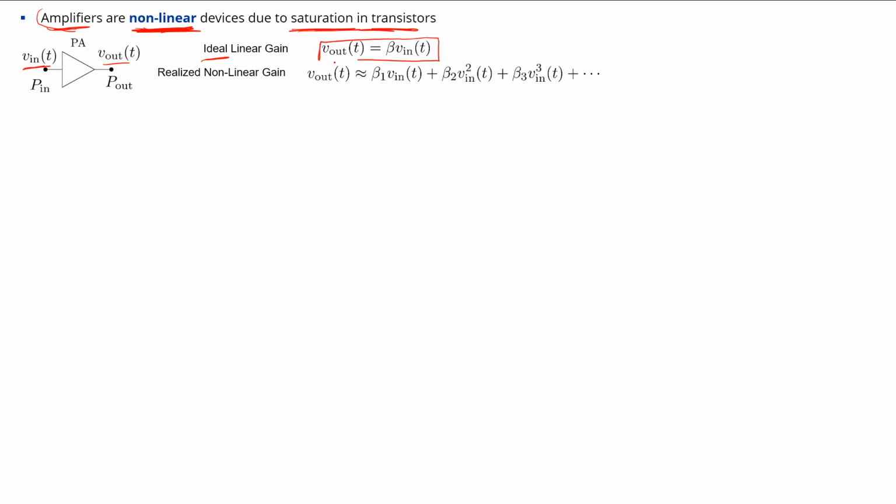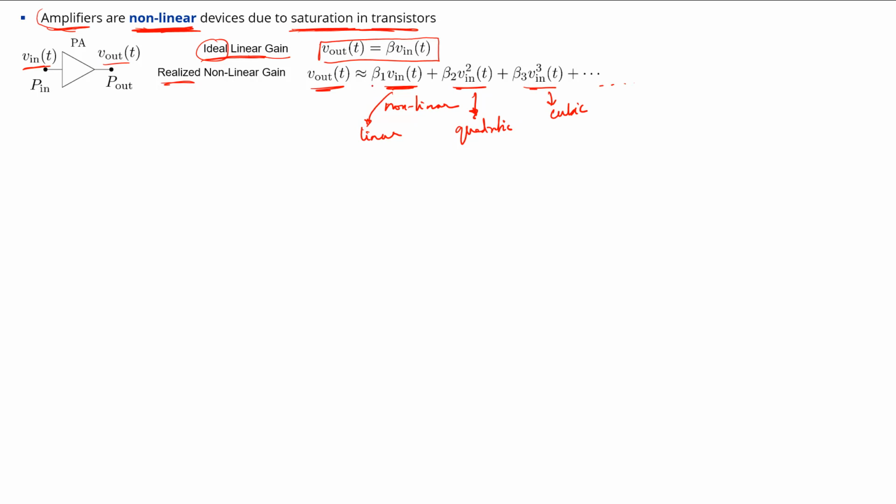We say that is an ideal linear gain, beta being the ideal linear gain. But in reality, due to the saturation and cutoff in transistors, the output is not just a linear relationship with the input, but also a quadratic, cubic and higher order polynomial relationship. So this is a non-linear relationship, where this is the linear term, this is the quadratic term, this is the cubic term, and so on.